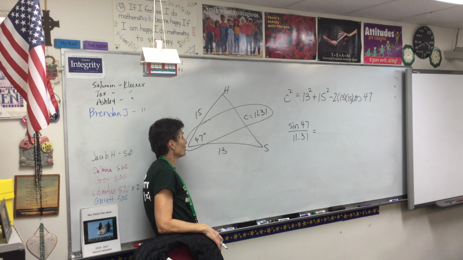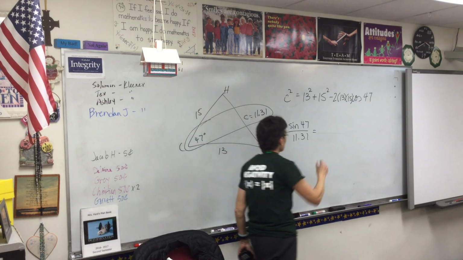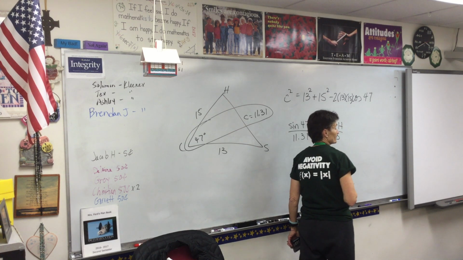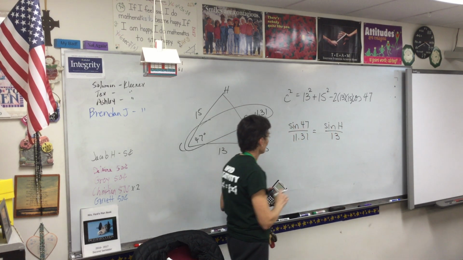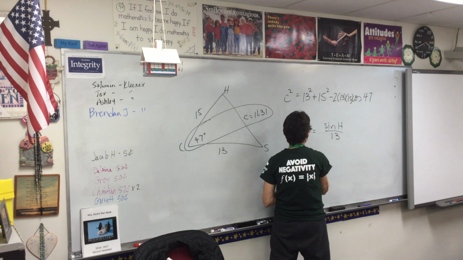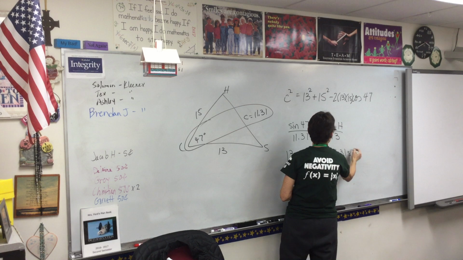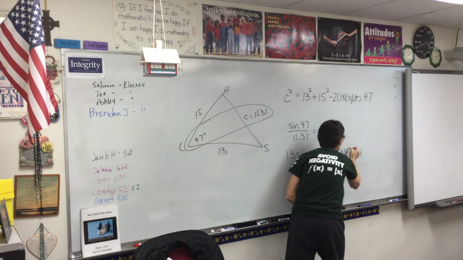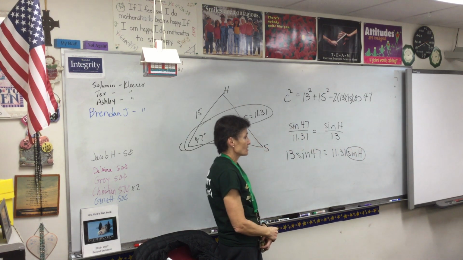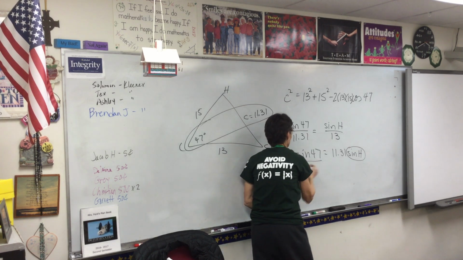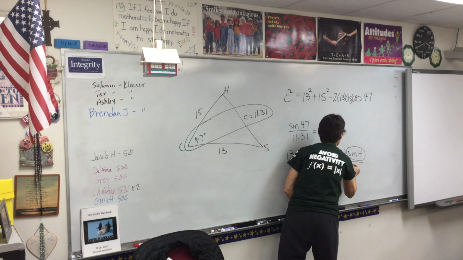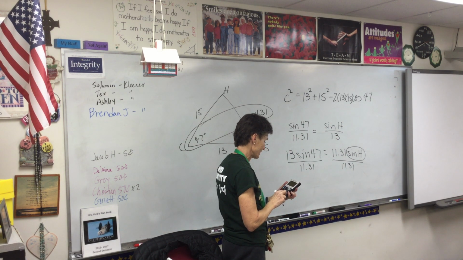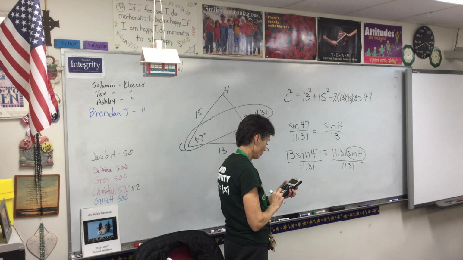Sine 47 over 11.31 equals what? Sine h over 13. Could you also have said sine s over 15? Yeah, it doesn't matter. So 13 sine 47 equals 11.31 sine h. Just cross multiply. Remember, this is not separable, so you're just going to have to divide by 11.31. So 13 sine 47 divided by 11.31.